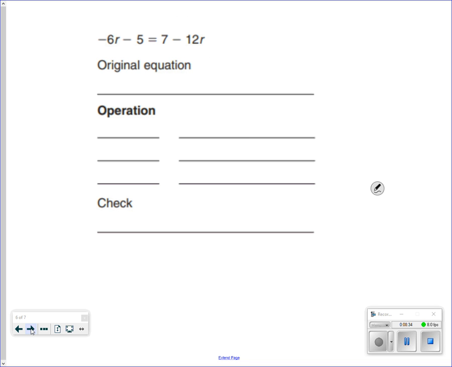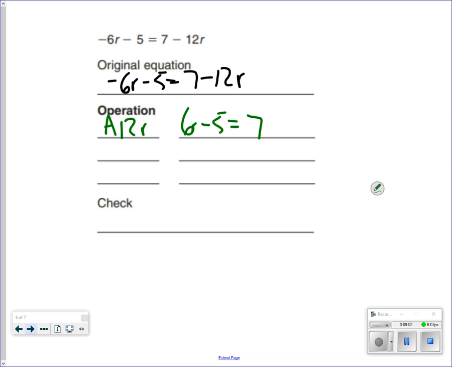Okay, next one here. Solving this one, we have a negative 6r minus 5 equals 7 minus 12r. I got to make this a little neater. I apologize. The first thing I want to do is add the 12r over to this side. Adding 12r over to this side, I'm going to have 6r minus 5 equals 7.